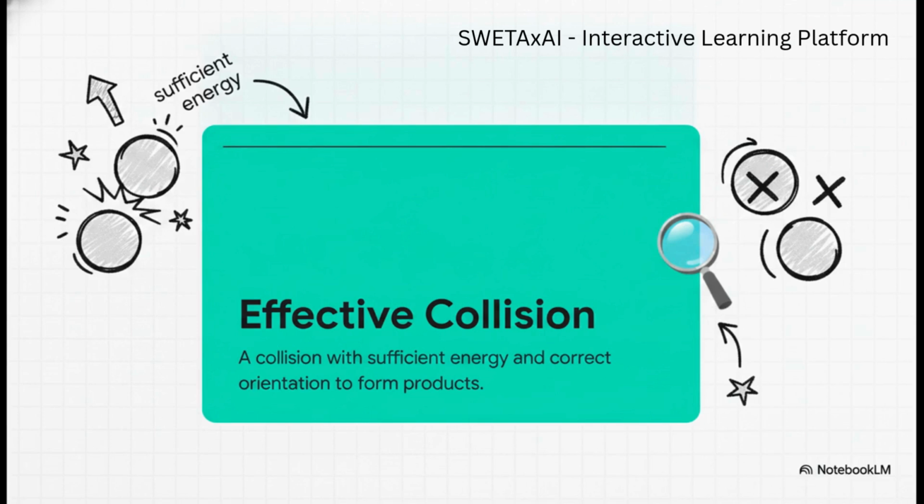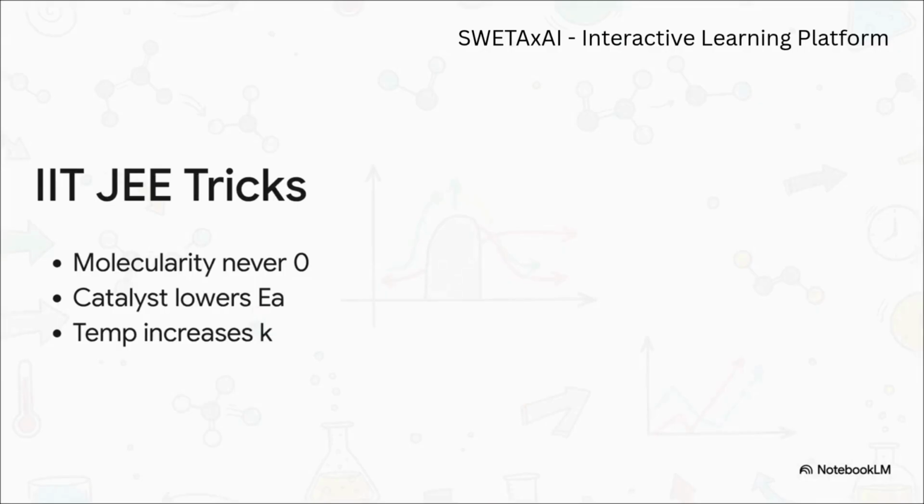Sufficient energy, meaning they have to hit hard enough to overcome that activation energy, and correct orientation. They have to hit each other at the exact right angle. If they just graze each other, or if they hit backwards, they just bounce right off, and it doesn't matter how fast they were going. To wrap this all up, let's lock in some rapid-fire tricks examiners love to use to trip you up.